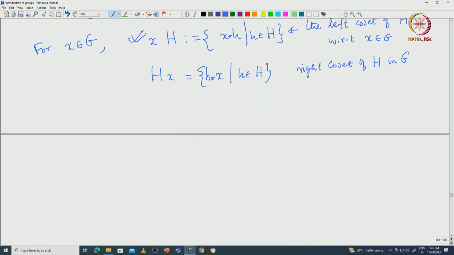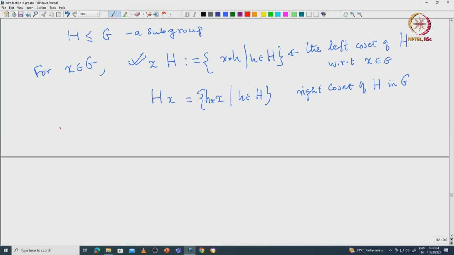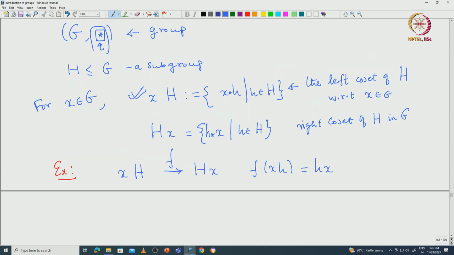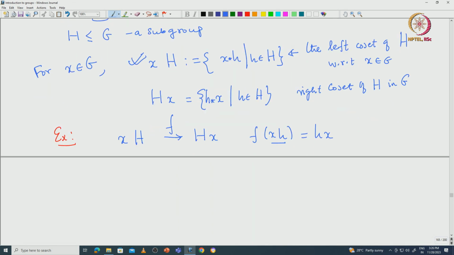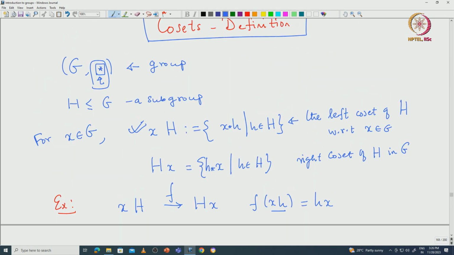Here is first of all one easy observation. If we take this left coset, we can define a map to the right coset, let us call it f. Then f of xH we define to be Hx. Note that once the underlying binary operation is understood, we can drop the star between elements. We will just drop it, and it is understood that the multiplication means the binary operation coming from the group.